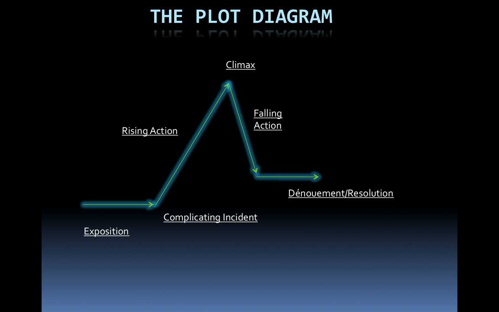Some stories may start at one place and then do flashbacks and flash forwards and use a lot of foreshadowing. Those kinds of things still, if you'd put them in chronological order, would reflect a diagram that looks a lot like this.